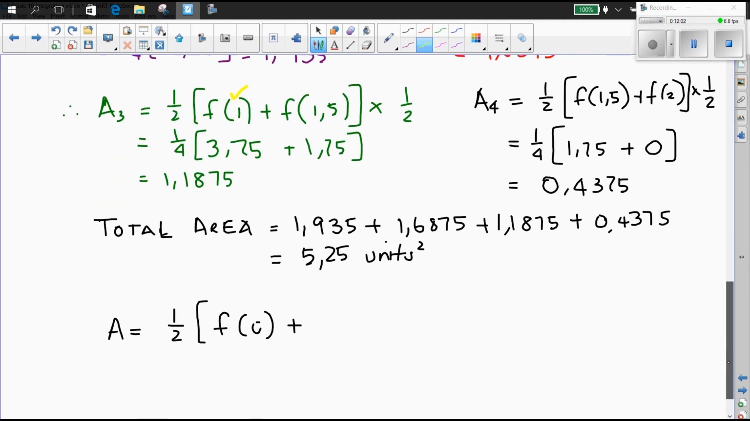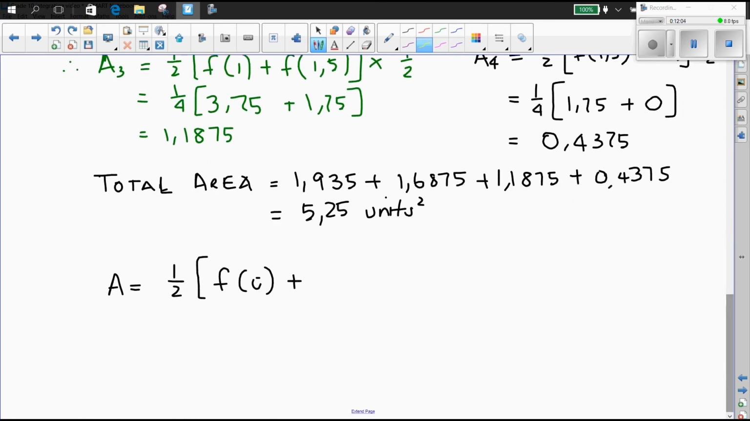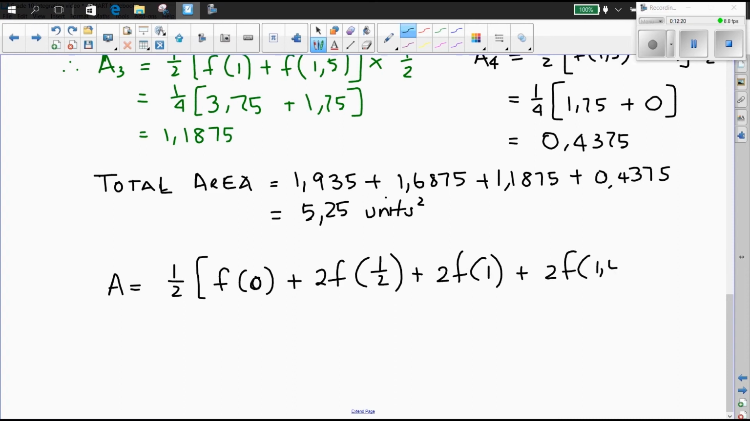And then we had to find f of 2. So we can write the formula as f of 0 plus 2 f of a half plus 2 f of 1 plus 2 f of 1 and a half plus f of 2 times my width, which is a half. I'm going to write it here underneath.